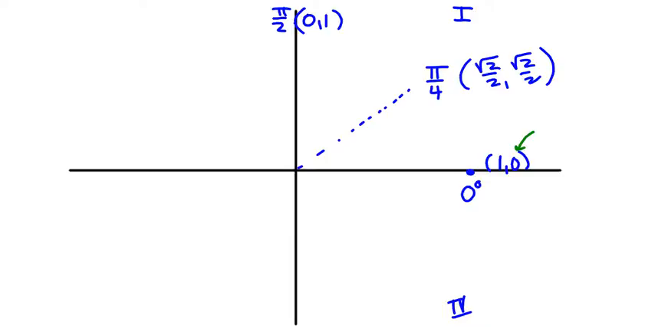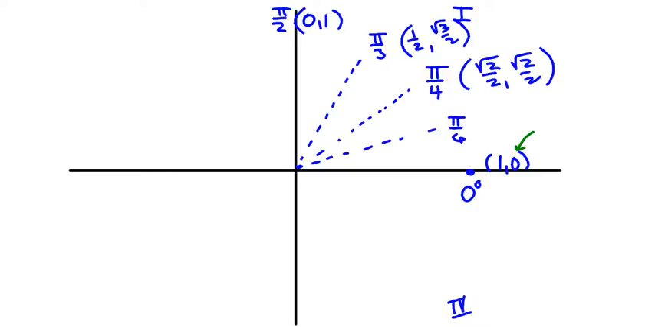Let's do 2 more. You should start to recognize these as your reference angles constructed from the special right triangles. Here's pi over 6, or 30 degrees. Here's pi over 3, or 60 degrees. So we have the ordered pair, square root of 3 over 2, comma 1/2, and 1/2, comma square root of 3 over 2.